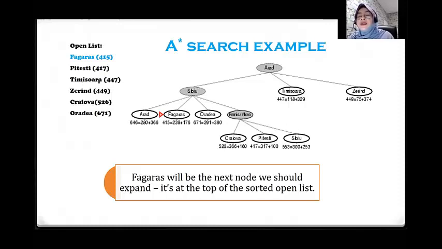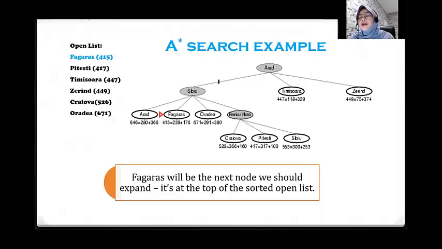So we still have an open list where we have Fagaras, Pitesti, Craiova, Oradea, Timisoara, and Zerind. All these are still in the open list. So among these, the top in the list, that is the shortest in the list, is 415, that is Fagaras. So this is the shortest.